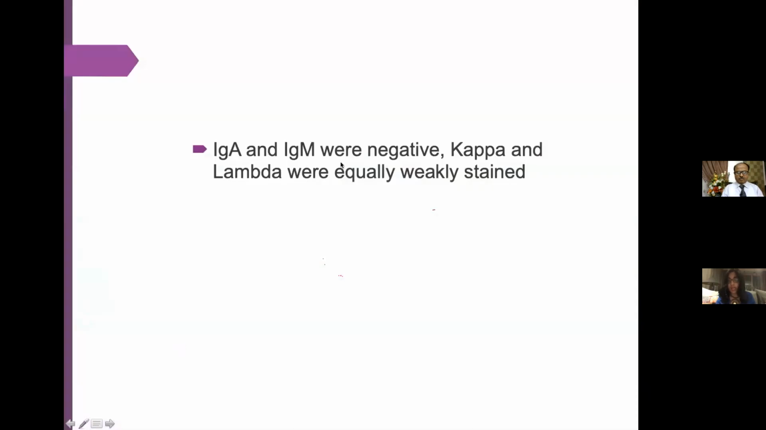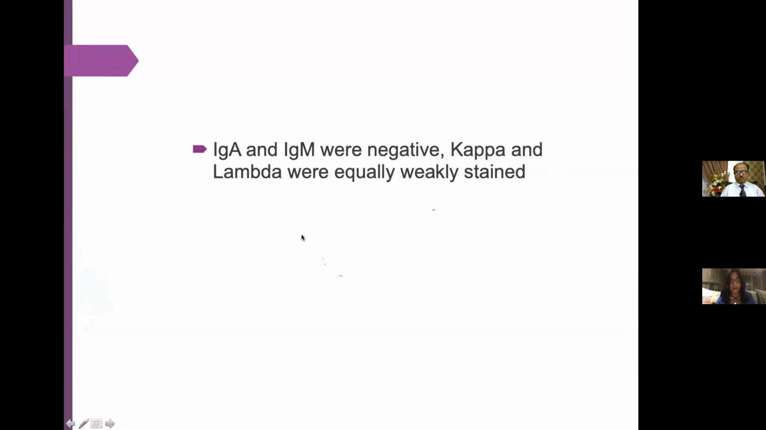So her IgA and IgM were negative. Kappa and lambda were equally weakly stained. So she's not MIDD. She's not light chain deposition disease. She's not amyloidosis. She has IgG and C3 strongly positive, and kappa and lambda positive in the mesangium and along her glomerular basement membranes.